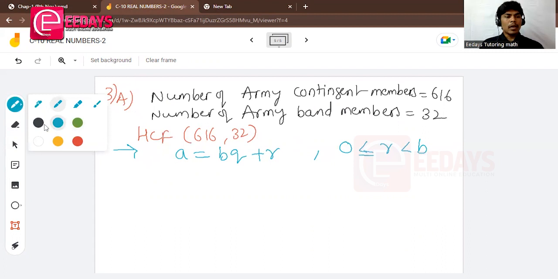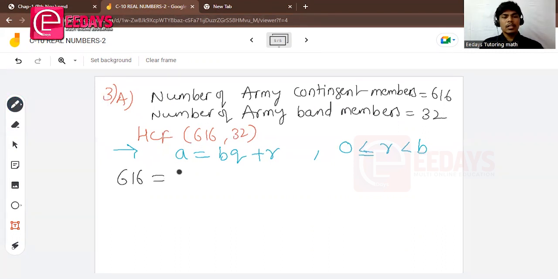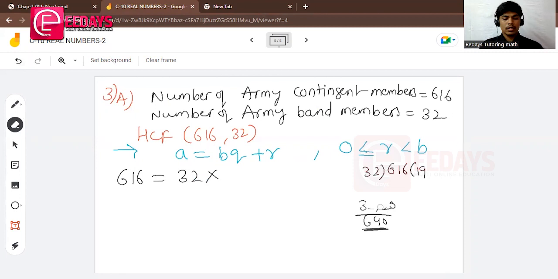Okay. Now, what is the bigger number here? 616. So you can take 616 and 32. You can do the division process here, 32 with 616. 32 into 20, you'll get 640. 640 is greater than 616. That's why you can take 32 into 19. So let's erase this.